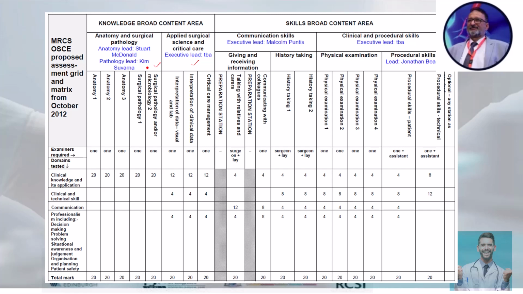And here are the stations: anatomy 1, 2, 3, and pathology, microbiology. All of them need one examiner, as you can see. And these are the marks: 20 for the clinical knowledge, but we also assess your technical skills. And these are the marks for the technical skills.